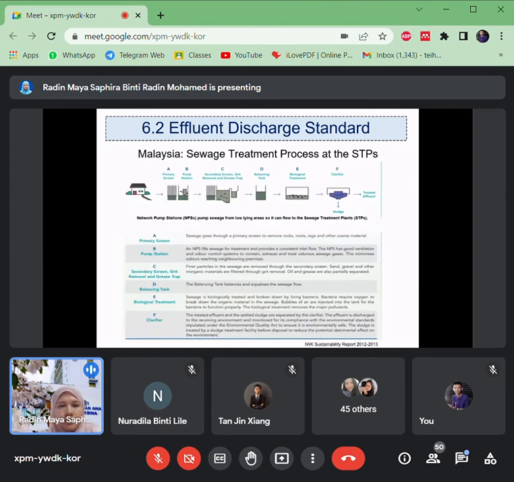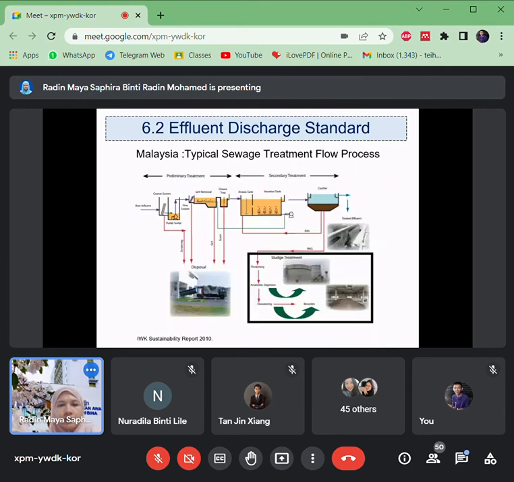Okay, so this is the overall process. Nanti saya akan terangkan one by one. Right, the typical sewage treatment flow process. Tadi kata sewage wastewater, ni sekarang sewage pula, sebab dia kita ada tahi, feces. So when we have feces included, then we can call it a sewage treatment plant.